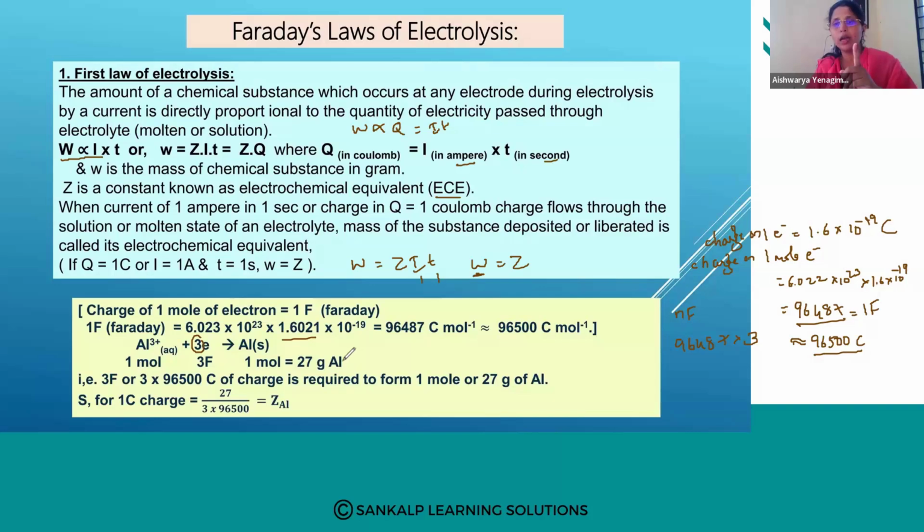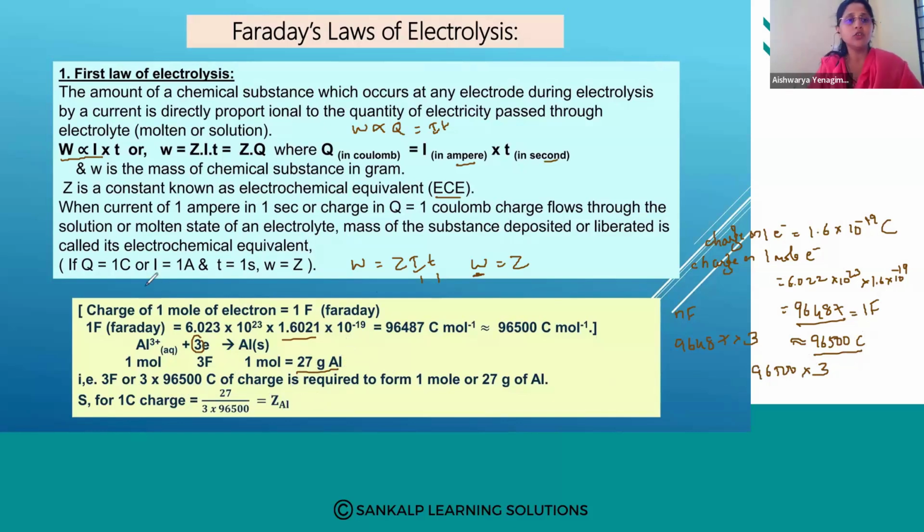So 1 mole means 6.022 into 10 raised to 23, Avogadro number of molecules. 1 mole means molar mass of a substance, or atomic mass of the element. So it is 27 grams of aluminium. So 3 Faraday, they have approximated 96,500 into 3. That much charge is required to form 1 mole or 27 grams of aluminium. Yes. So for 1 coulomb charge, how much? Substitute, simplify, you will get the answer.